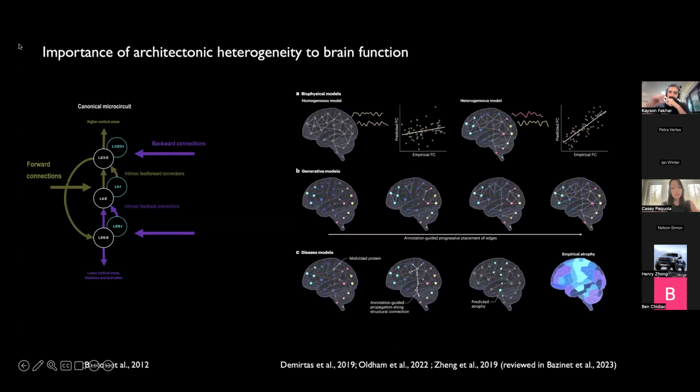But a few studies recently have shown that incorporating architectural heterogeneity into biophysical, generative, and disease spread models actually improves their fit to empirical data. So we can take this to mean that regional, developmental, and disease-related differences in brain function are interconnected to the architectural heterogeneity of the cortex. The way I think about it is that the cortical architecture really constrains brain function.